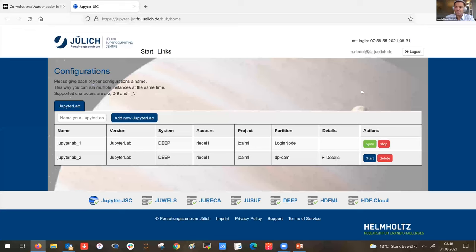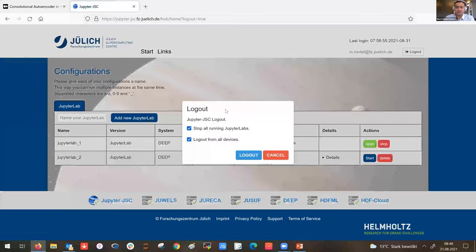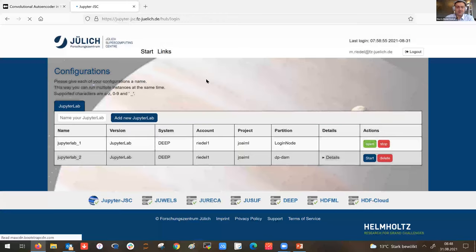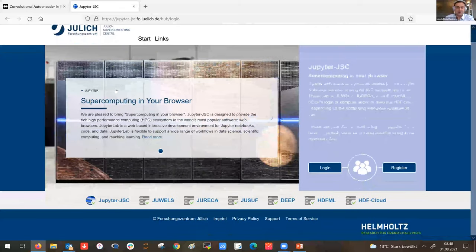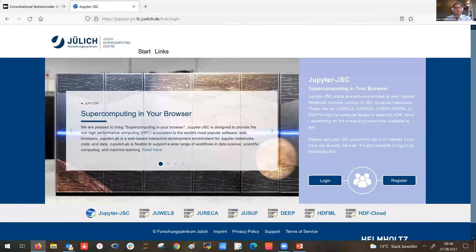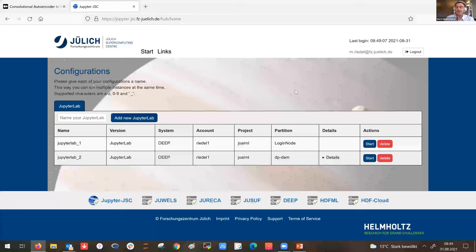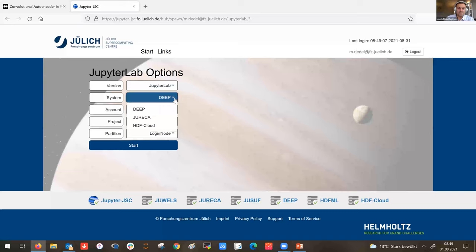So you see here, I should maybe log out quickly to demonstrate this. Log out, stop all running, yes, log out. When you go to this webpage, you see on Jülich here this interesting, nice Jupyter notebook. I think it was also part of one of the seminars in the past in co-organization with another COE, if I remember correctly. So there are also resources on how to learn about this in more detail. If you have an account, you can log in and create your own JupyterLab. And here, of course, we switch to the DEEP system.